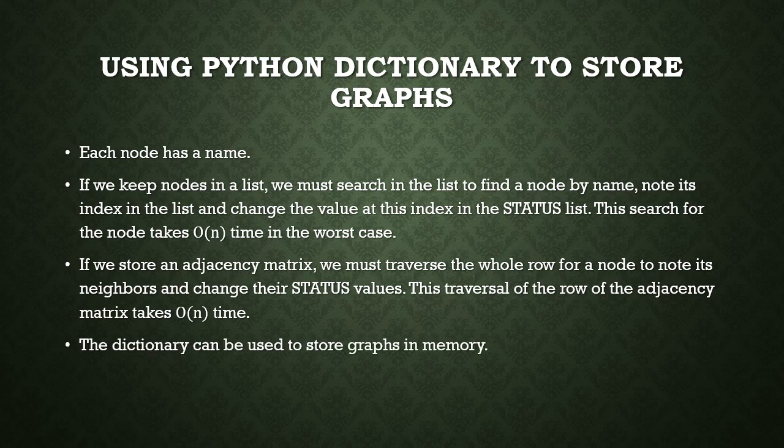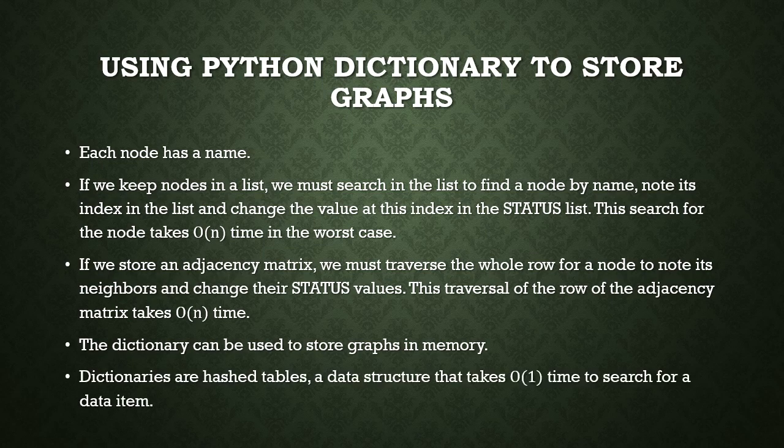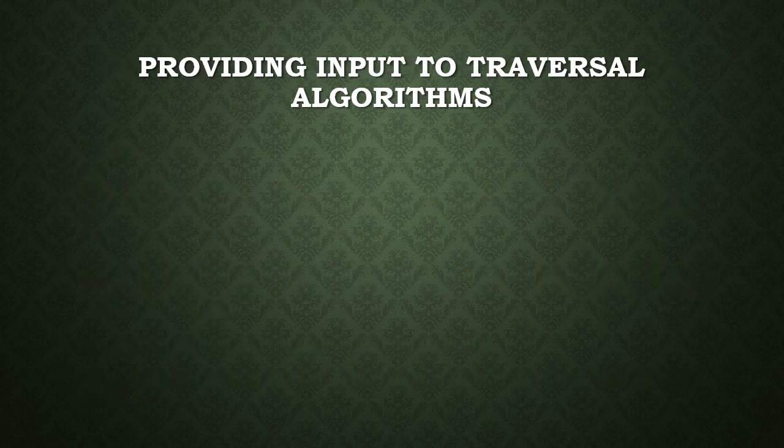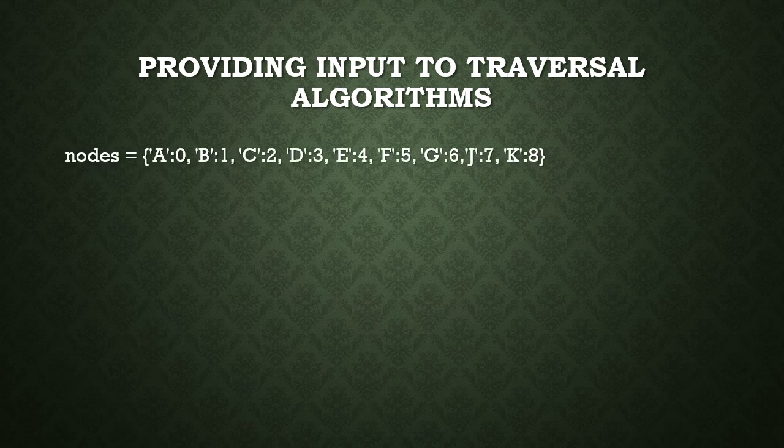The dictionary can be used to store graphs in memory. Dictionaries are hash tables, a data structure that takes O(1) time to search for a data item. When the graph traversal algorithms were implemented in Python, I used dictionary to provide input. This is how I provided my nodes list. In this dictionary, I am assigning a value to each of the node names. Now, when I am provided a name, I find the value corresponding to it from this dictionary, and then I go to this index in the status list and change the value accordingly.